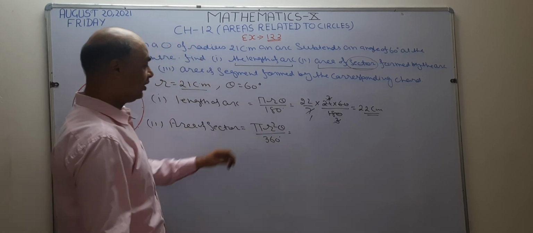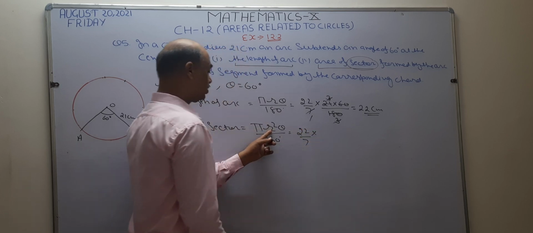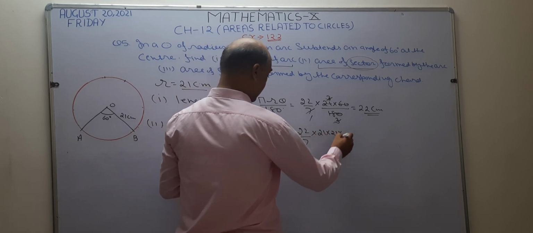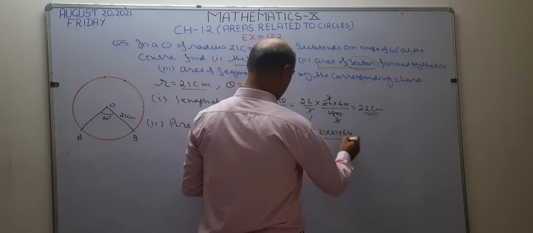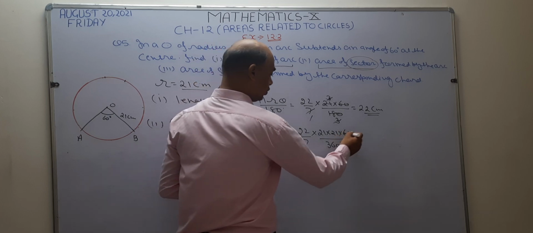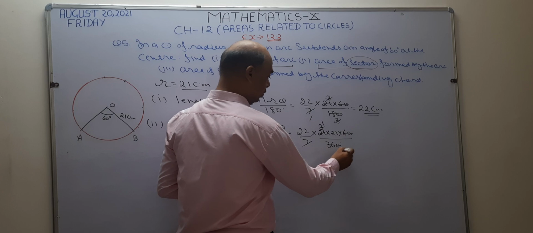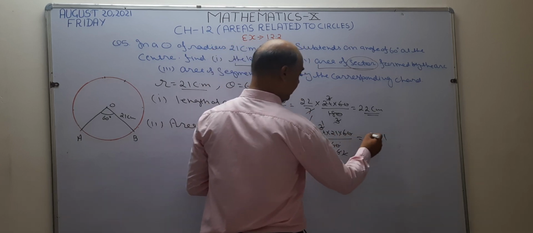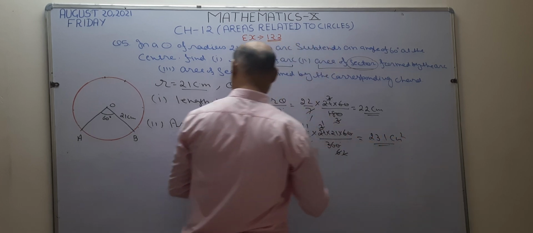Clear? Now what is the value of pi? Value of pi is 22/7. Radius r square is given. Radius is 21. So right here 21 into 21. After that theta is given, which is 60 degree. Right here 60 degree upon 360 degree. Clear? Now this is going to cancel with 6. 7 3s are 21, 3 1s are 3, 3 2s are 6, and this becomes 11. 11 1s are 11, 11 2s are 22, so the answer becomes 231 centimeter square, because this is area.